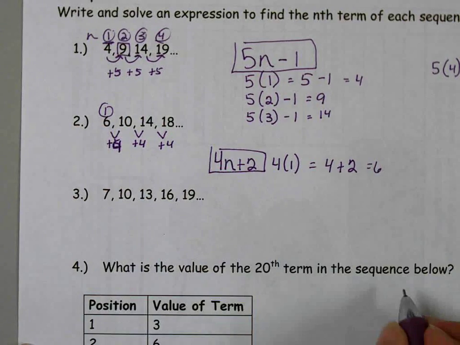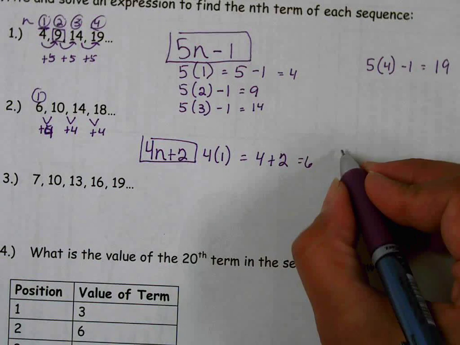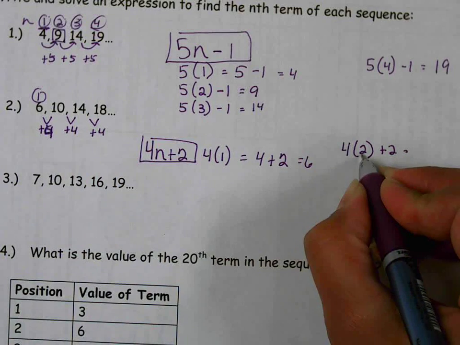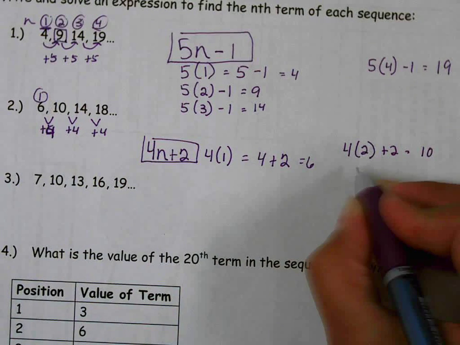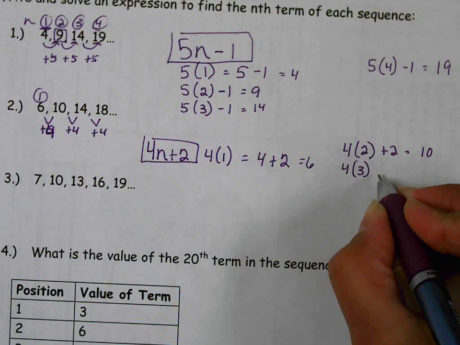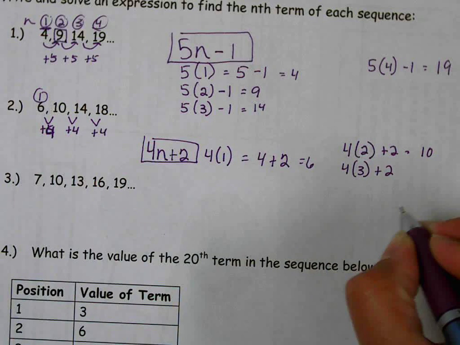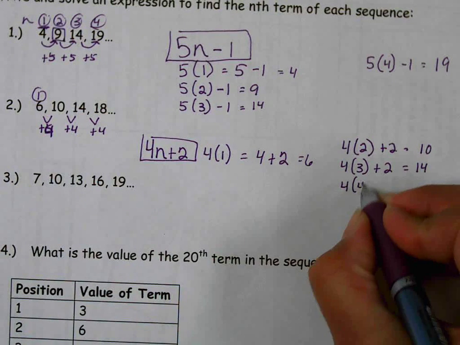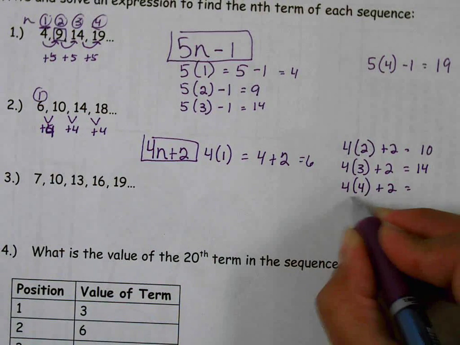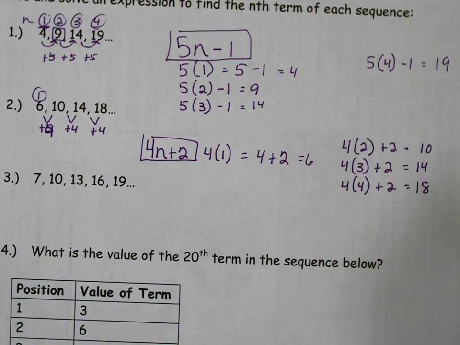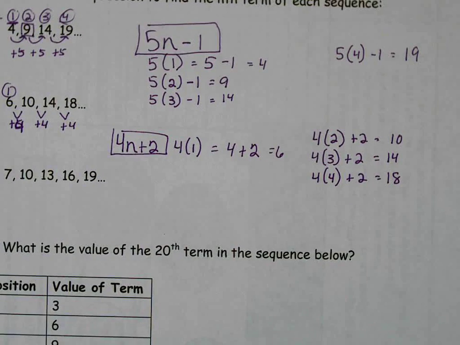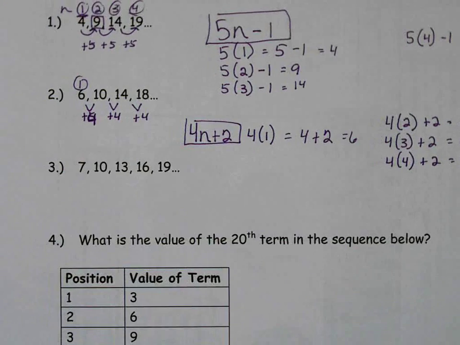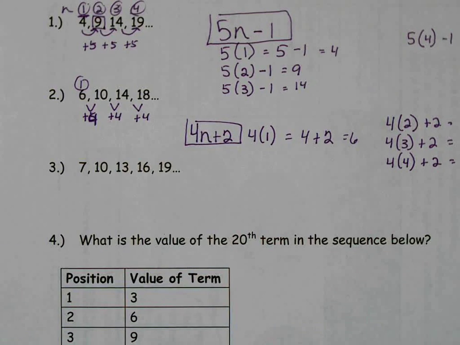So let's test it. 4 times position number 2 plus 2. 4 times 2 is 8, plus 2 is 10. 4 times position number 3 plus 2. 4 times 3 is 12, plus 2 is 14. 4 times position number 4 plus 2. 16 plus 2 is 18. So that matches my sequence. So 4n plus 2 is my rule or the expression.